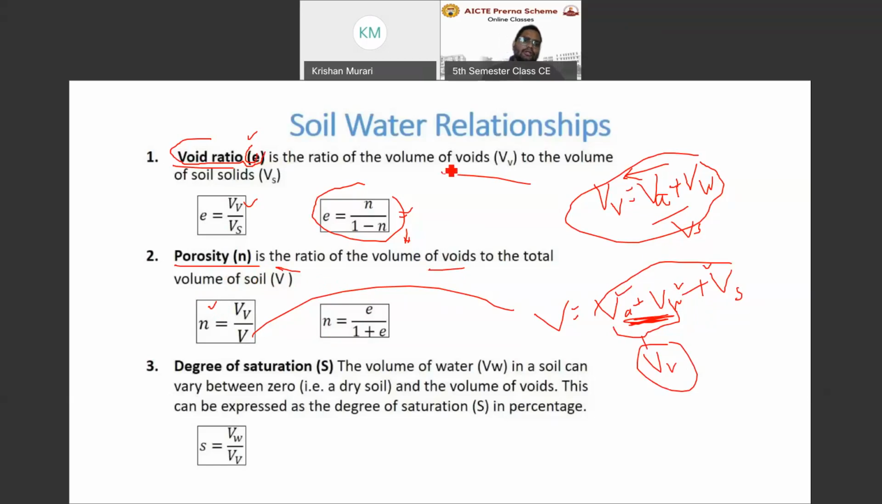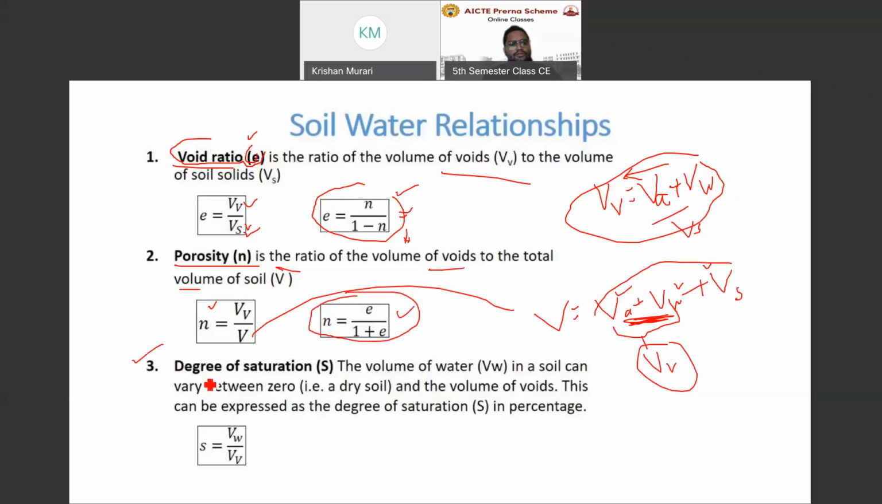The basic difference between void ratio and porosity is the denominator. For void ratio the denominator is the volume of solid particles only, and for porosity it is the volume of the whole soil. These are the relations between porosity and void ratio. If you have porosity and want to find void ratio, then e equals n upon 1 minus n. If you have void ratio and want to find porosity, then n equals e upon 1 plus e. That is the mathematical relation between them.